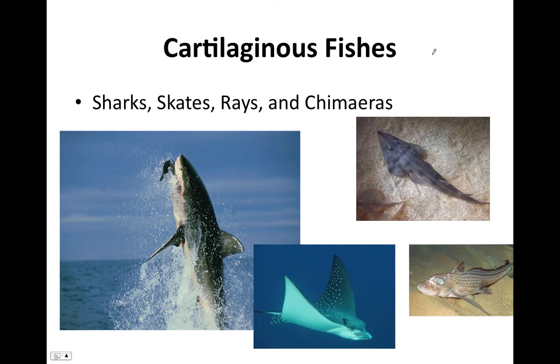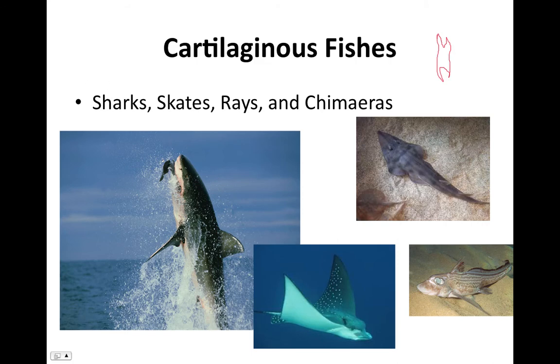Remember, skates, you can see their egg cases, sometimes referred to as mermaid purses. You find them on the beach. They kind of look like that, these little black sacs, and that's where skates lay these egg cases, and they hatch out of them.